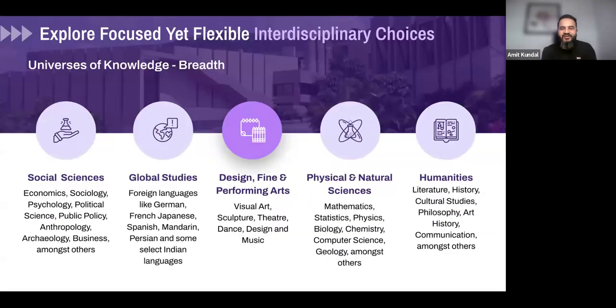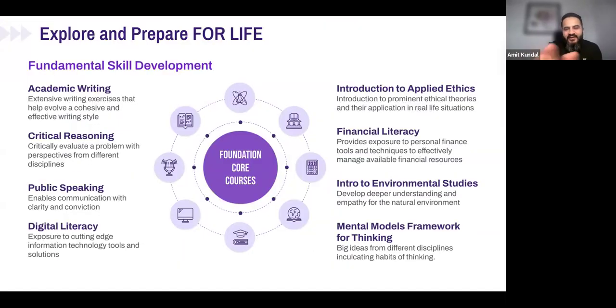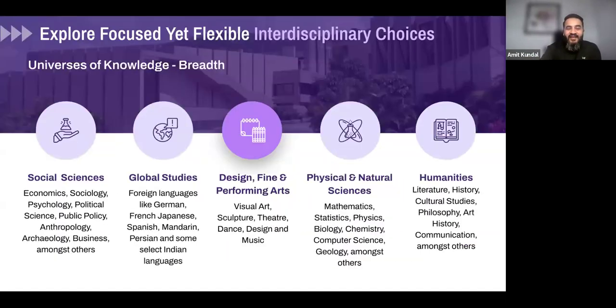After that, this is all foundation year. In the foundation year, you're offered about 120 courses. You have to pick 20. Out of the 20, 8 are these foundation courses. And then you pick two courses from each knowledge universe. So you have to take two courses from social sciences. You could do psychology, anthropology, public policy, whatever. We also offer about 14 different languages on campus. You can pick up any two languages. Then you can pick up courses from design, fine arts, performing arts, visual art, sculpture, theater, dance, music, whatever. Two courses from natural sciences, two courses from humanities.